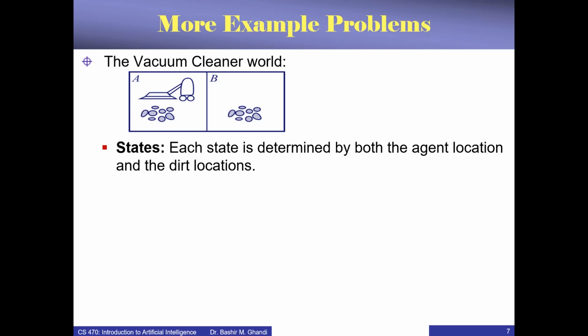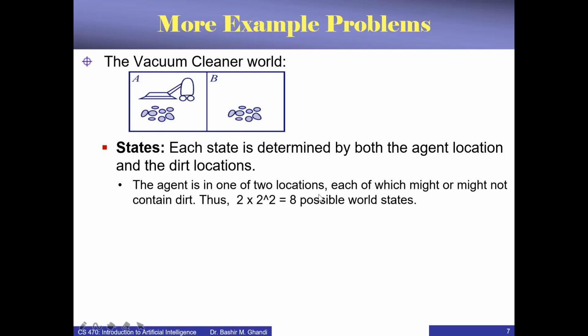So let's go through. In this case, we need to identify the states. They don't look to be obvious. Each state is determined by both the agent location and the dirt location. So is the agent in A or is it in B? Also, is square A dirty or not? Is square B dirty or not? These three things will give us the state. So the agent is in one of two locations, each of which might or might not contain dirt.